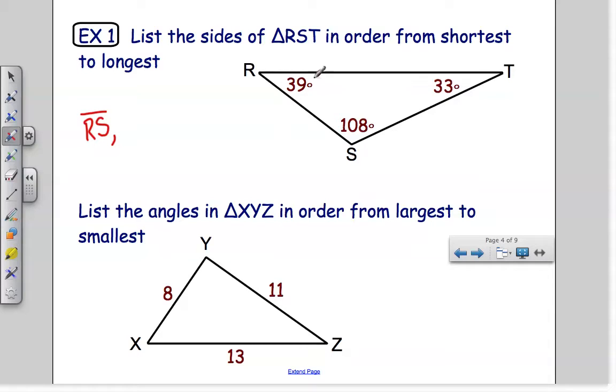The next largest angle is angle R at 39 degrees, so the side opposite from it is the middle length side. And the very longest side will be opposite the very largest angle, which is angle S, so RT is the longest side of that triangle.